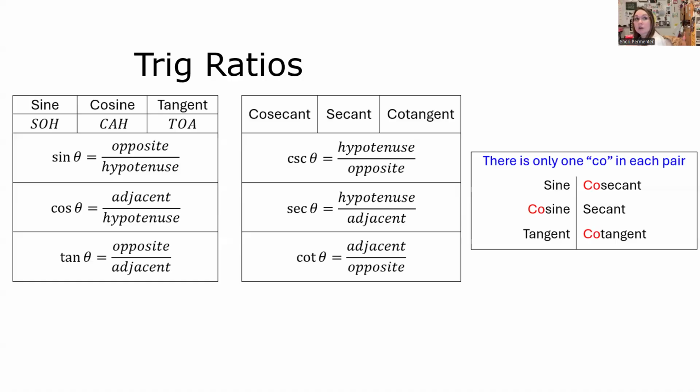Have y'all heard of cosecant, secant, and cotangent before? Okay. My guess is no. Like most of the time when I teach pre-cal, nobody's ever heard of it. And so it's okay if you haven't. Hopefully everybody's heard of this over here and that we know sine, cosine, and tangent, their ratios are opposite over hypotenuse for sine, adjacent over hypotenuse for cosine, and opposite over adjacent for tangent.